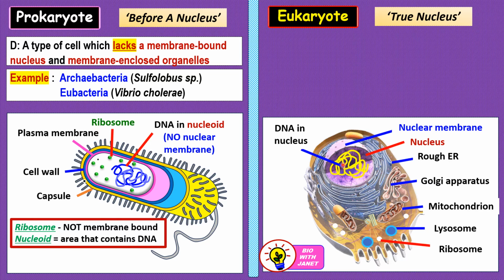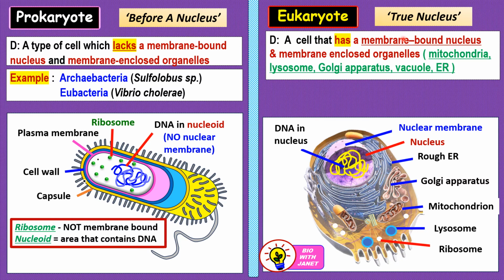Okay, so prokaryotes are cells that lack the membrane-bound nucleus. As you can see here, there's no membrane surrounding the DNA, so we cannot call this a nucleus. So this type of cell lacks a membrane-bound nucleus, and furthermore, it does not have membrane-enclosed organelles such as rough endoplasmic reticulum, Golgi apparatus, mitochondrion, and so forth. Okay, so let's go on to eukaryotes.